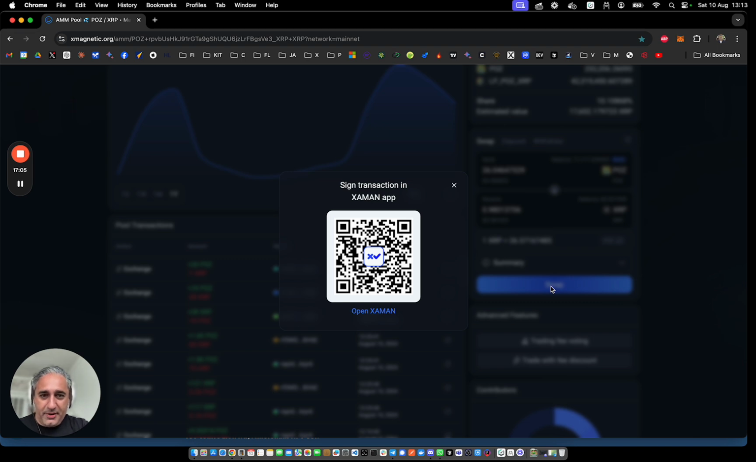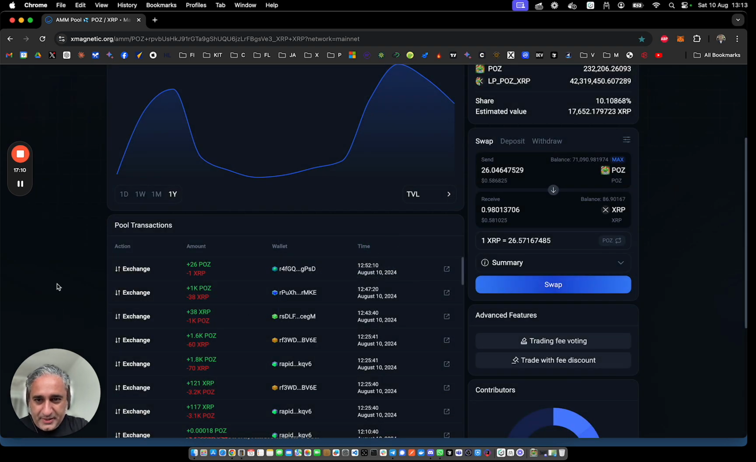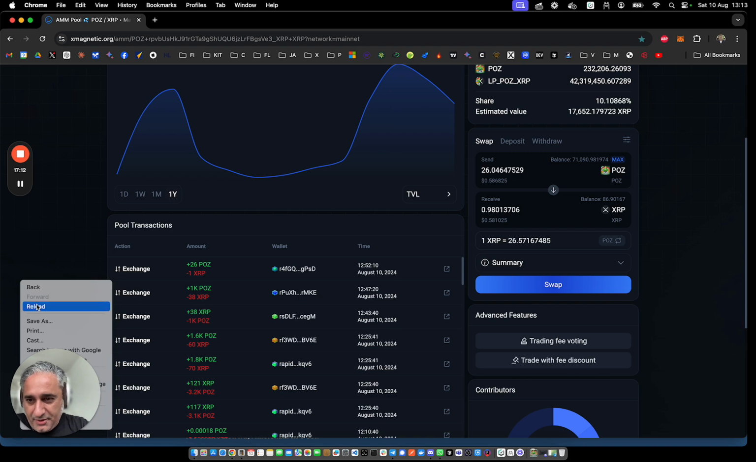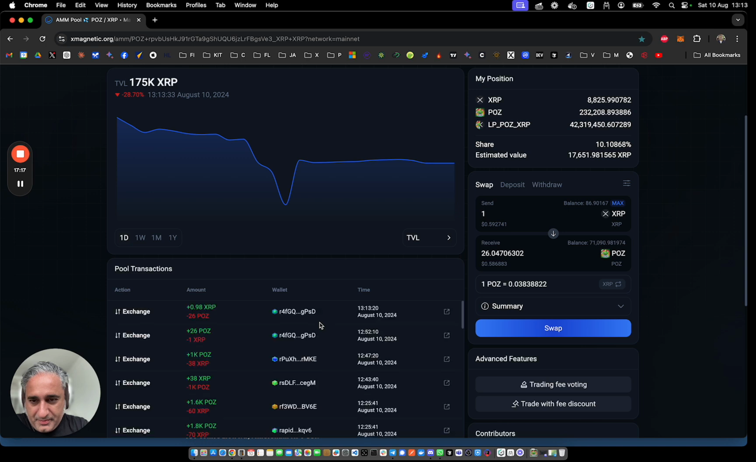Okay, that's done. This interface tends to, there it goes, transaction completed. Let's just do a quick refresh. And here you can see that my address has reduced its balance of POS by 26, thereby sending POS to the pool, and it's increased its balance of XRP by just under 1 XRP, so minus some fees, etc.